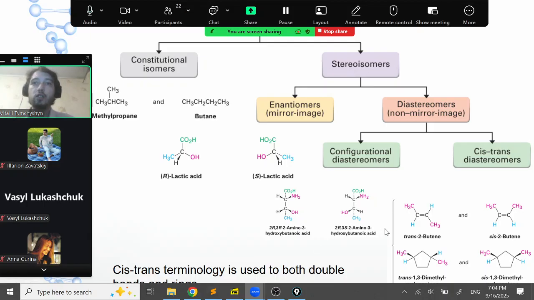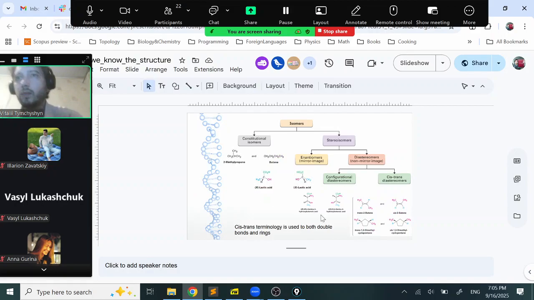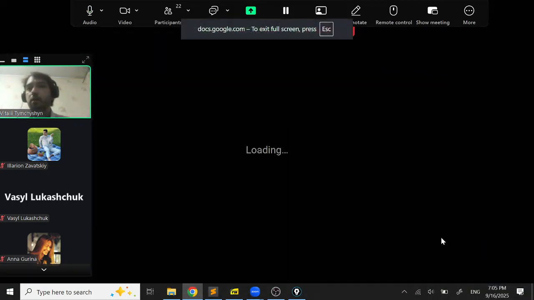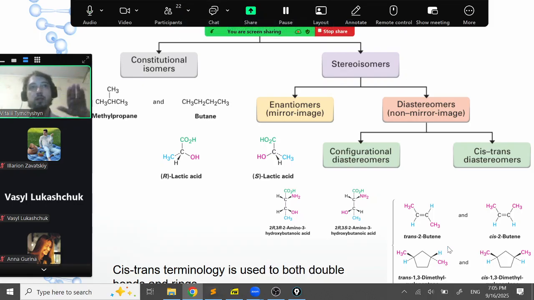Well, cis-trans terminology is used both for double bonds and in cases where you have some sort of ring structure. So once again, we have this trans-1,3-dimethyl, I guess, cyclopentane, probably. I don't see what's written down there. Yes, cyclopentane. And once again, you might see that we have a part that is above the ring and a part that is below the ring. So here CH3 groups are on different sides of the ring, they are trans, and these are on one side, so they are cis.